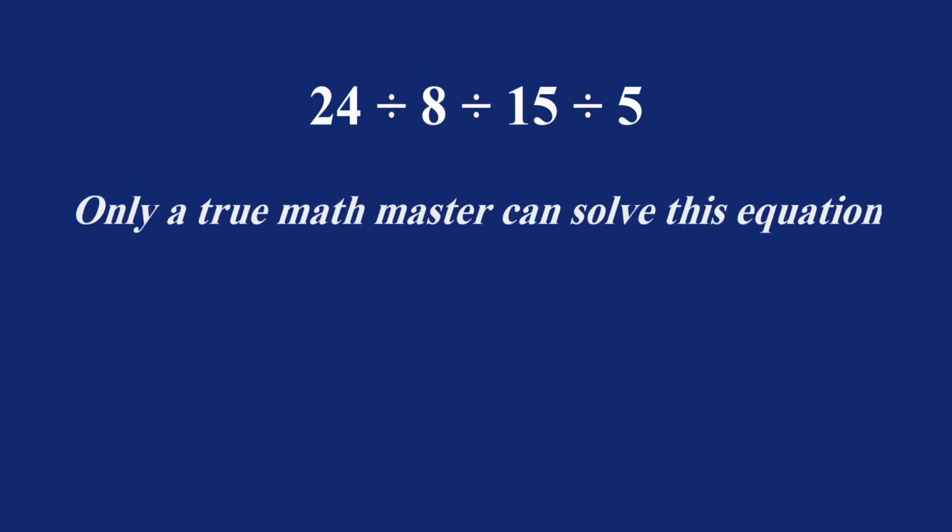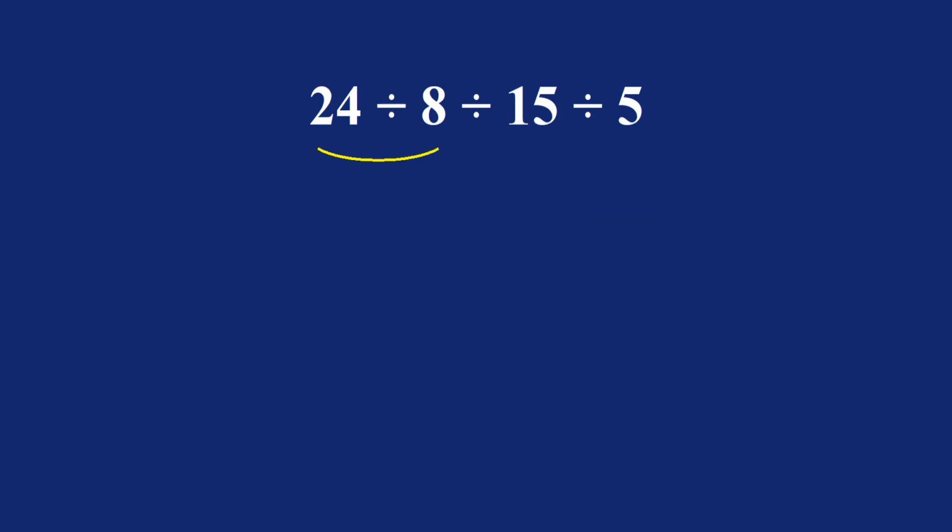In this exclusive episode, 24 divided by 8, which equals 3, and 15 divided by 5 equals 3. Now we have this problem, 3 divided by 3, which equals 1. But this answer is not correct because according to the order of operations, we must do this division, then this division, and at last this division.